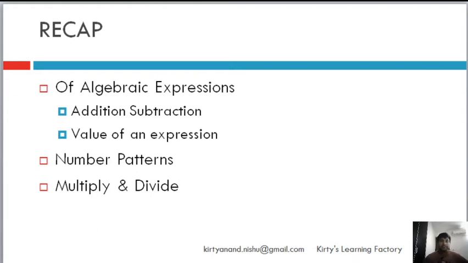But before we move ahead, let's quickly understand what we studied last time. In my last tutorial, we learned algebraic expressions, their addition and subtraction, and I would like to draw your attention to the concept of like and unlike terms, which was used in addition and subtraction. We also learned the value of an expression. We learned number patterns, for example, even and odd numbers, and how we can use algebra to represent those numbers. And then we also learned to multiply, not so much to divide. That I will cover later when I cover factorization. But yes, this is what we learned.